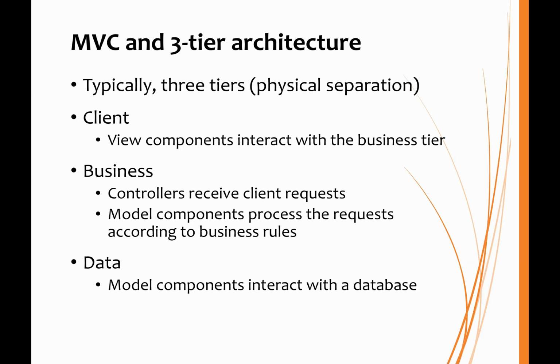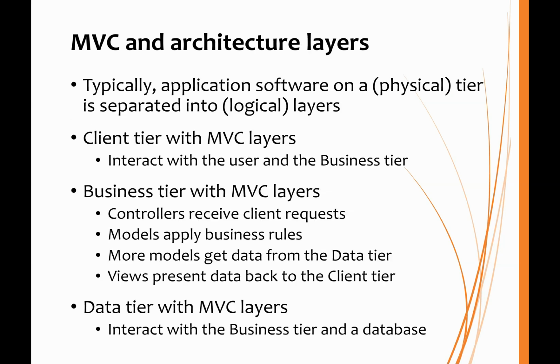In a 3-tier architecture, MVC is more readily separate in that the client will have the view components. The middle tier, the business tier, will have the controllers and the models that will process the client's requests and apply the rules for that business. And the data tier will have model components that interact with the database.